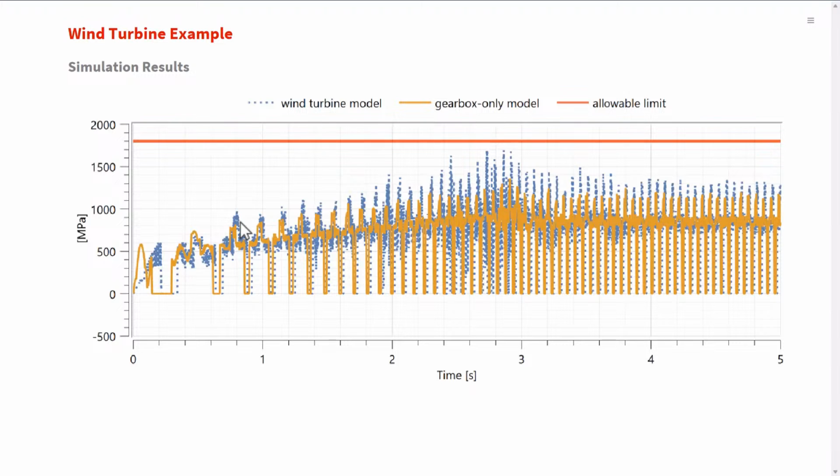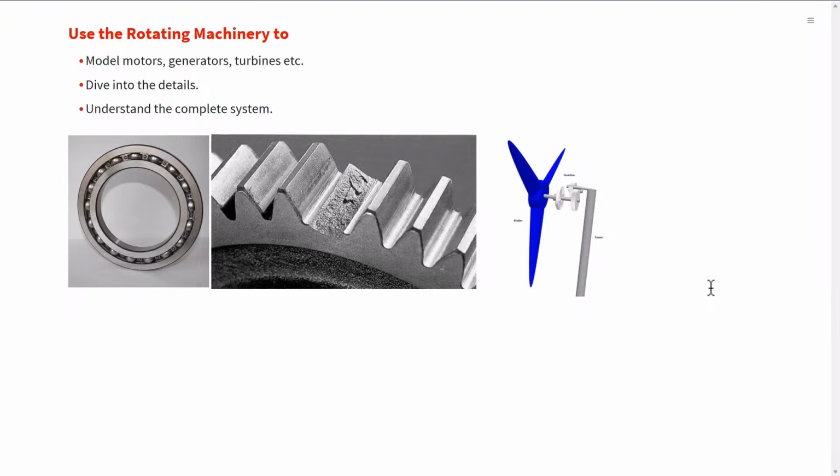And this is precisely the strength of the rotating machinery library, coupled with System Modeler. In our exploration today, we have seen firsthand the power of the rotating machinery library. We can use it, like we did here, to model complex components such as motors, generators, and turbines with precision. We can dive into the details, examining the inner workings of each part, from teeth of a gear to rollers of a bearing. And we can also use it to understand the complete system, considering how each element interacts within the greater machinery.